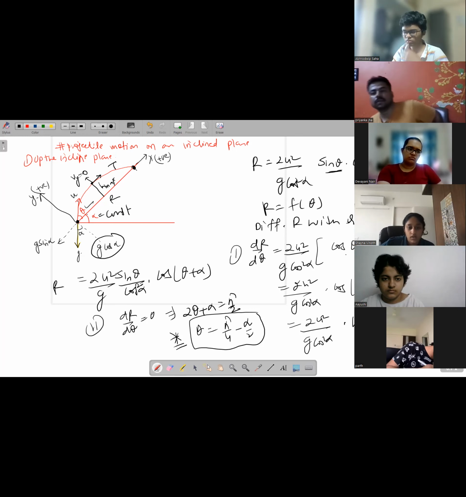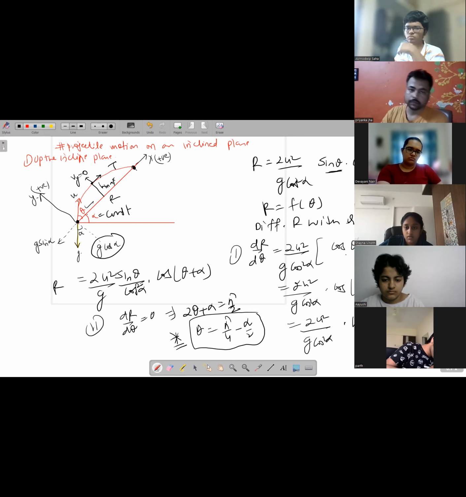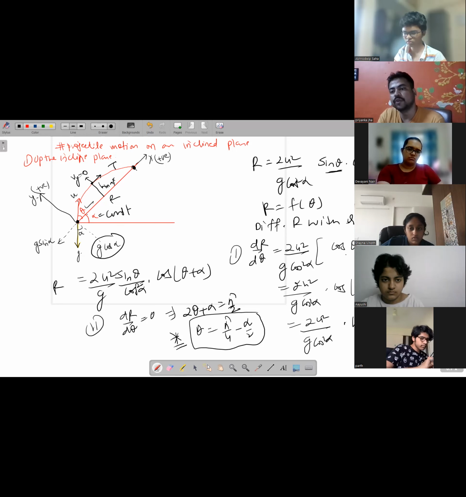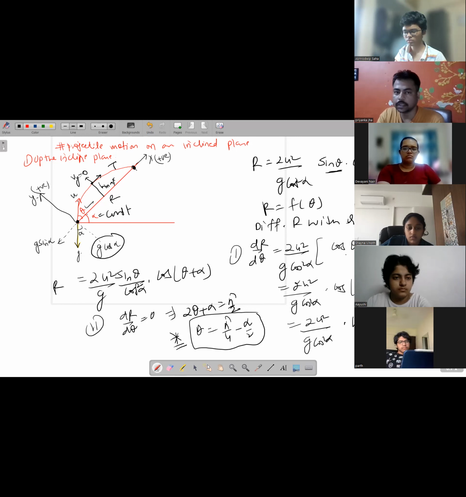So it need not always be pi by 2. It doesn't always have to be pi by 2. Whenever it is for R max only, if you want maximum range, you have to throw the ball at this angle, 45 minus alpha by 2.